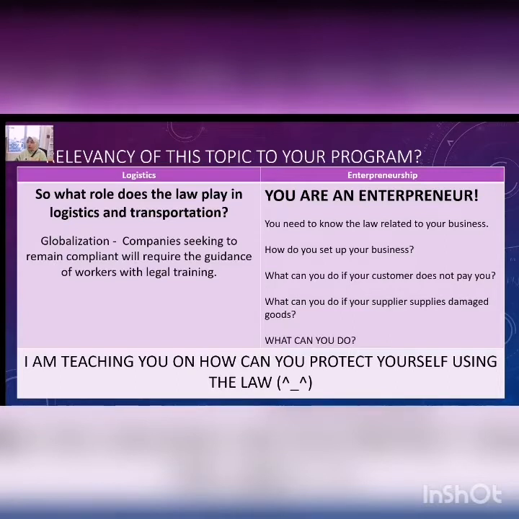So it applies to all types of study. It doesn't mean that because you are a logistician or an entrepreneur, you need to learn the law. No, it doesn't limit to you, and it also doesn't limit to the lawyer student, the law student. Okay, so I'm teaching you how you can protect yourself using the law.